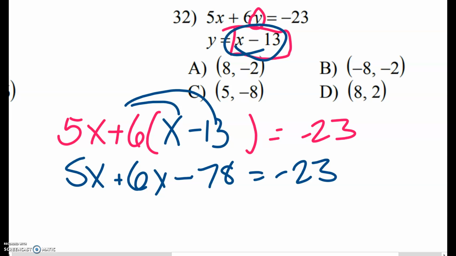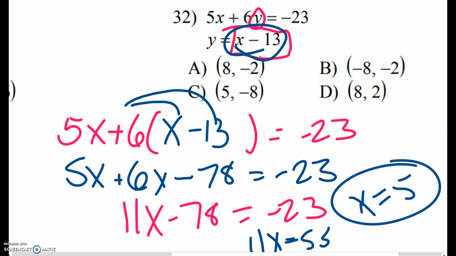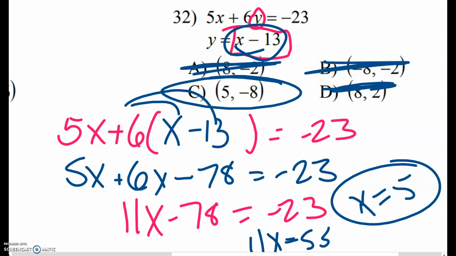Now we're going to combine together our like terms. We get 11x minus 78 equals negative 23. When you add 78 to the other side, you get 55, so you get 11x equals 55. So therefore, x would have to equal 5. Now, there's only one answer that could be. It's this one, C.